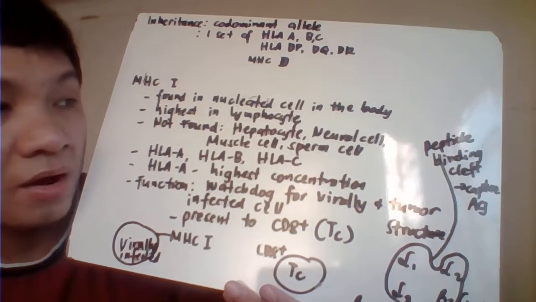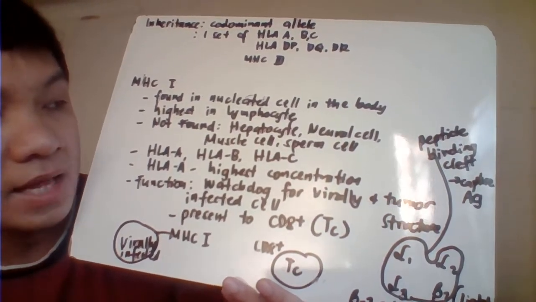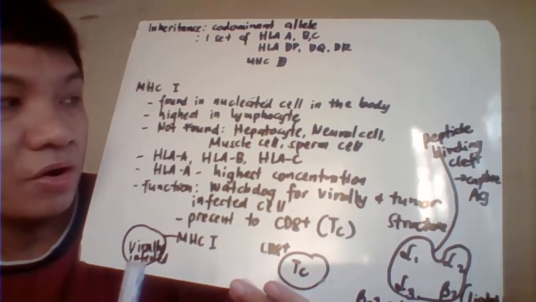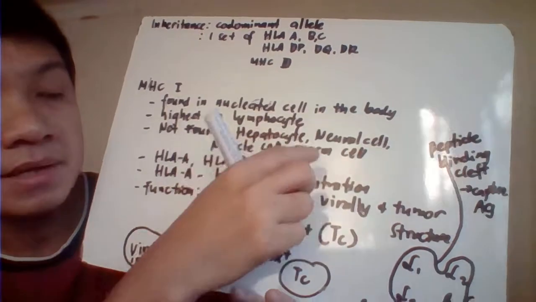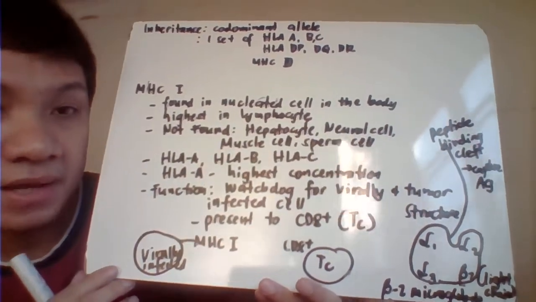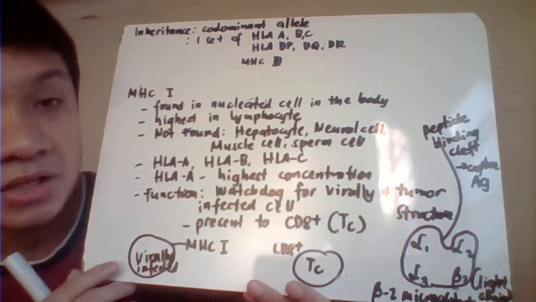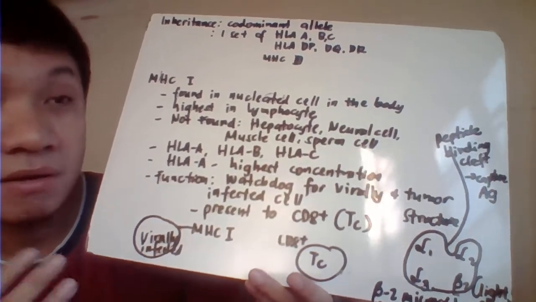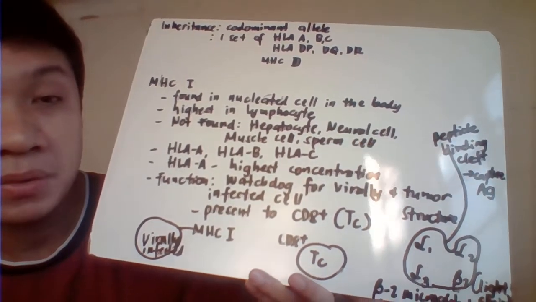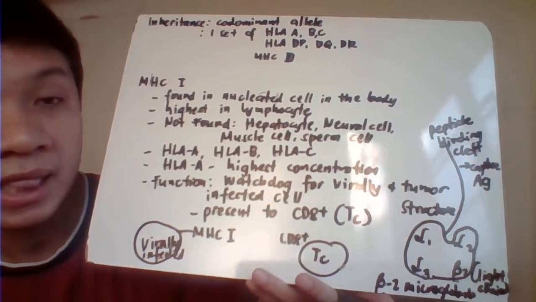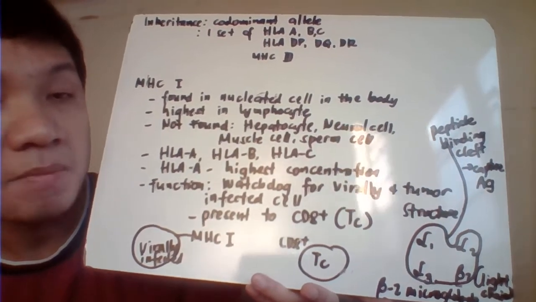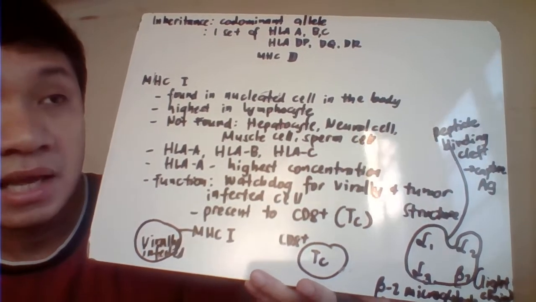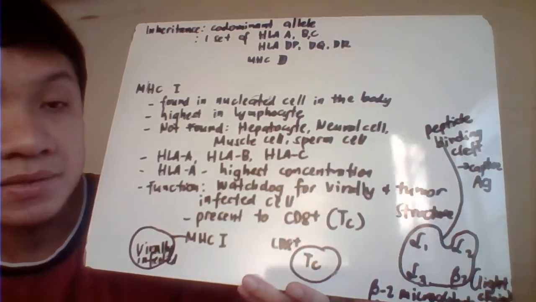This is also not found on your hepatocyte, neural cell, muscle cell, or sperm cell. What would be the implication of this, since they are not found on the hepatocyte? For example, if the patient would have a liver transplantation, you don't need to check for the MHC class 1, because in the first place, it doesn't have MHC class 1, right? So we are safe with your MHC class 1 in terms of the compatibility between the donor and recipient, because the hepatocyte is not expressing your MHC class 1.